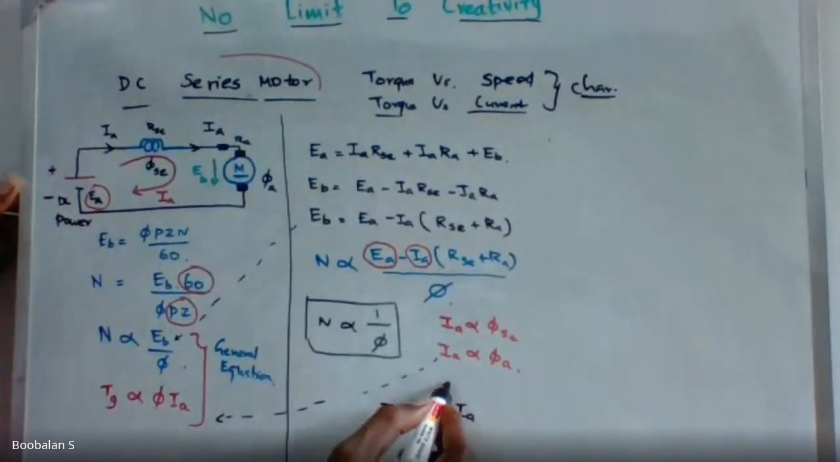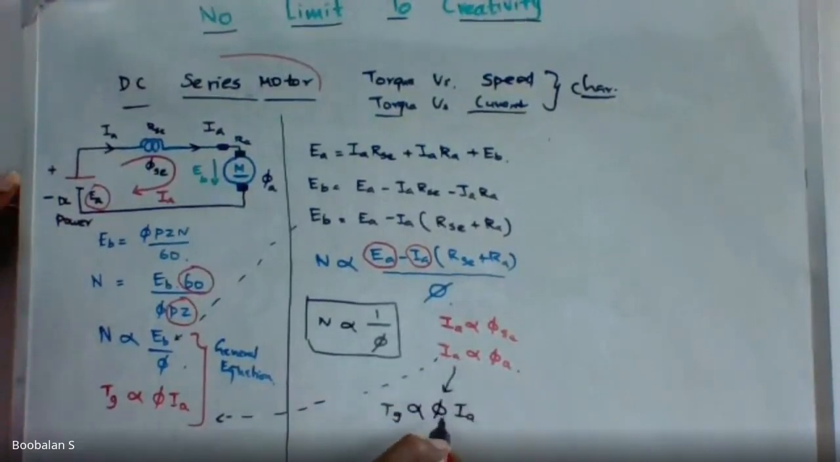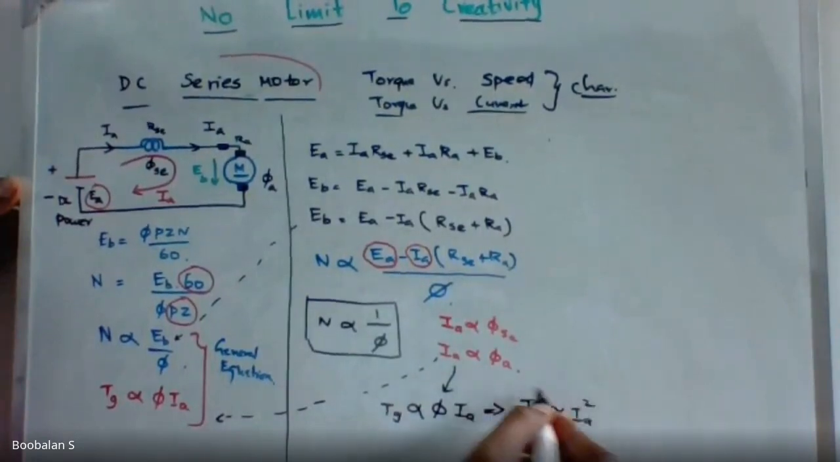I'm just going to replace in the form of phi_a, IA. Because phi_a is directly proportional to IA, I'm just going to replace it into TG. So in the TG equation, how will it become? TG is now directly proportional to IA square. So this is the torque generation of any DC motor.